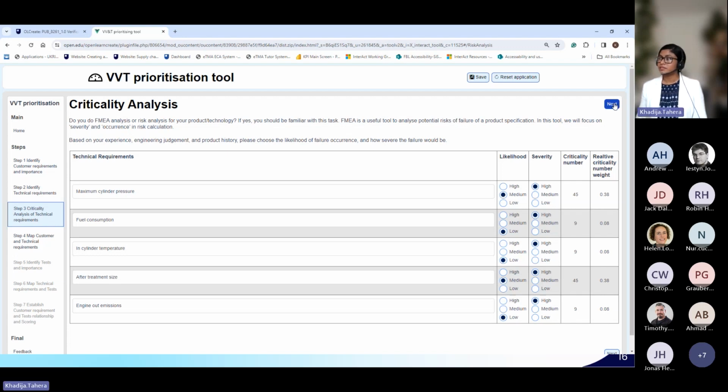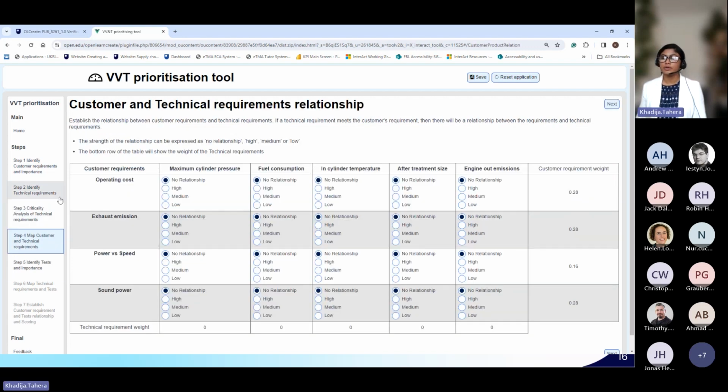So going to the next step, what we are trying to do now is, we identified our customer requirements in our first step, and we identified our technical requirements. Now let's map them. So for the mapping, again, this tool is helping. What are the customer requirements you identified? What are the technical requirements you identified on the top, or on the row? And then we again simplified.